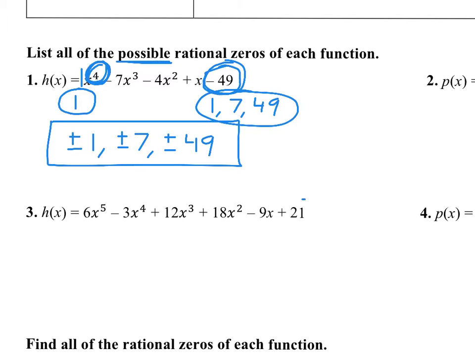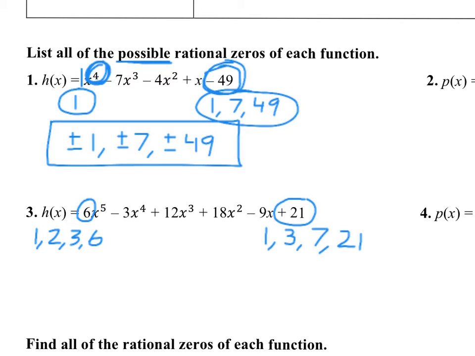So I'm going to do number 3 next. The factors of 21 are 1, 2 doesn't go in, but 3 does. 4 doesn't go in, 5 doesn't go in, 6 doesn't go in, and 7 because 3 times 7, and then 21. Alright, the leading coefficient is 6. So the factors of 6 are 1, 2, 3, and 6.